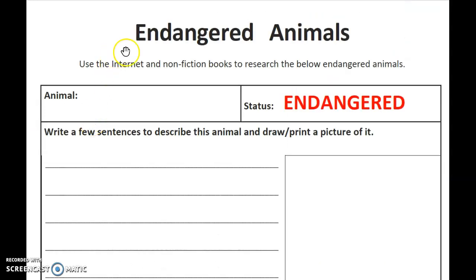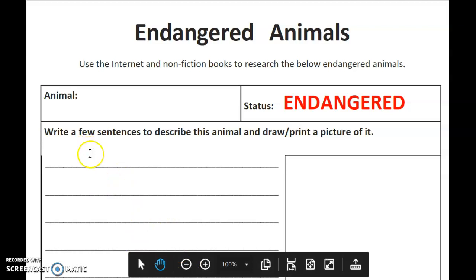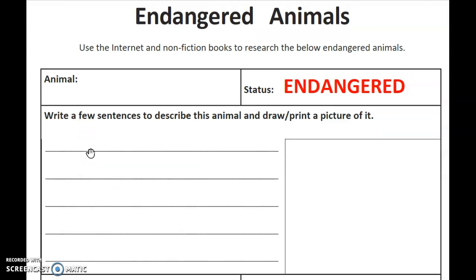It says here, endangered animals. Use the internet and non-fiction books to research the below endangered animals. You just do one animal. Here is the name of the animal. Status, endangered, so find an animal that's endangered. And it says, write a few sentences to describe this animal. You write as much as you can, okay? If you just want to write some words and not complete sentences, that's fine as well.